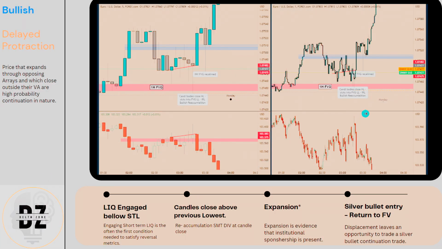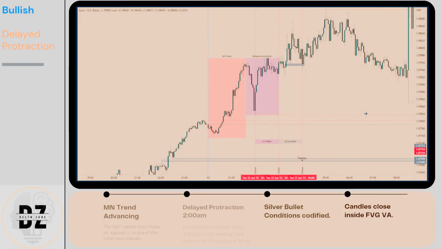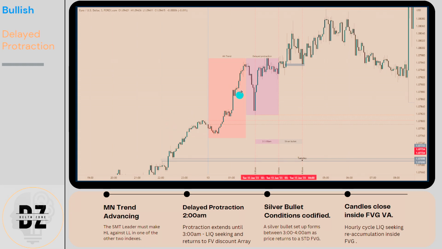Moving on then to our next example. So again, we have a midnight trend advancing. Price is able to make higher highs than those posted in Asia or New York PM's trading. So we have a bullish midnight trend. And here at 2 AM, we experience a delayed protraction. This extends until 3 AM.